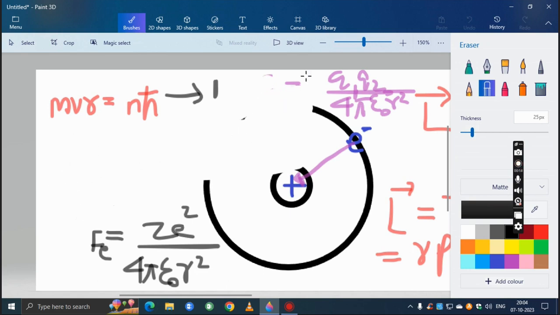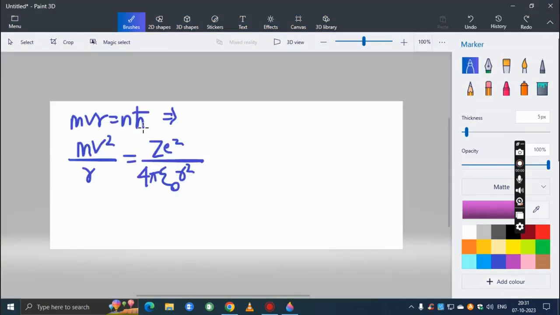Now let me just erase all this. We have these two equations, mvr equals nh by 2 pi. The angular momentum is an integral multiple of Planck's constant by 2 pi, or h bar. It's an integral multiple of h bar. And mv square by r, the centripetal force, is being provided by the electrostatic force, which is given by Coulomb's law, that is kq1 q2 by r square. So that's nothing but Ze square upon 4 pi epsilon naught r square.